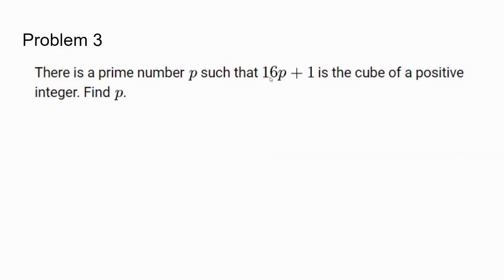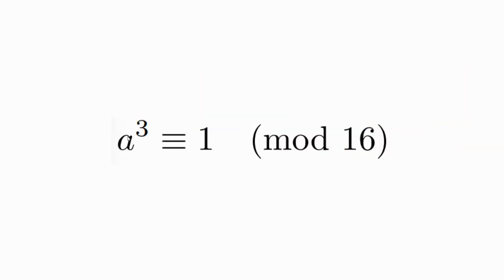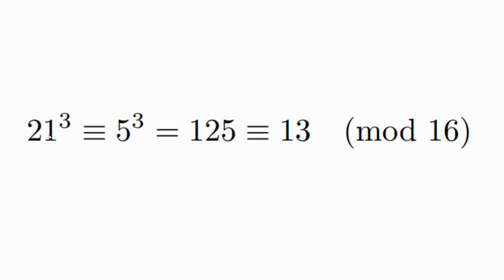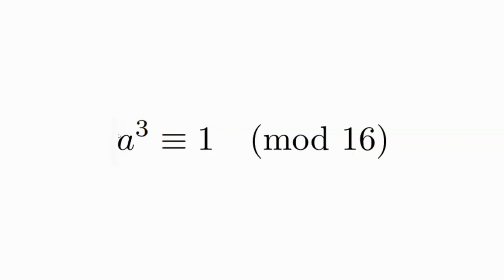We have this 16p plus 1. So basically, we write our condition as some number cubed has to be congruent to 1 mod 16. And the nice thing about this a, which you might have noticed from the previous slide, is that if it's bigger than 16, it just reduces to something less than 16. So we don't even need to check any numbers that are particularly large to find what a is. We just need to check between 0 and 15, although there is a caveat, which I'll explain later.